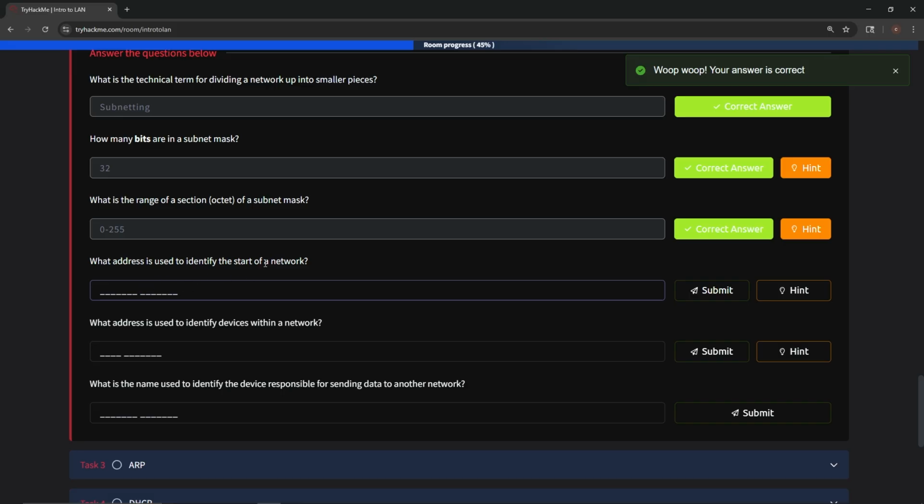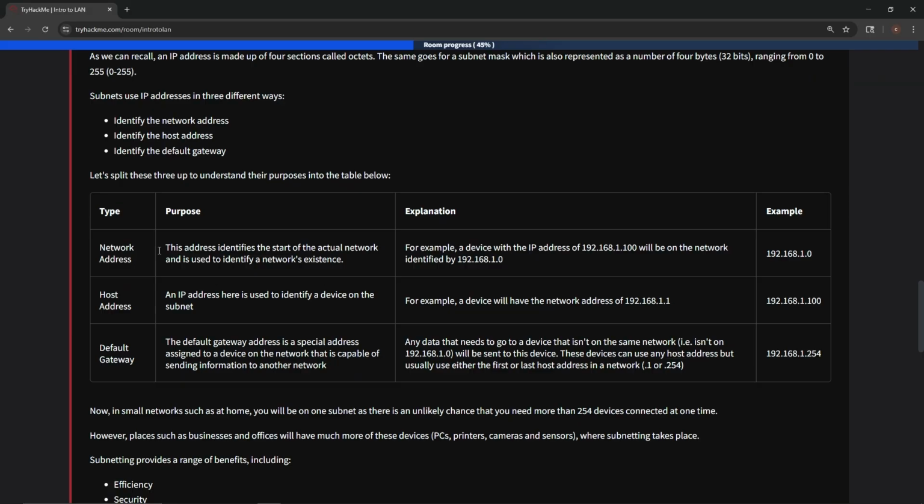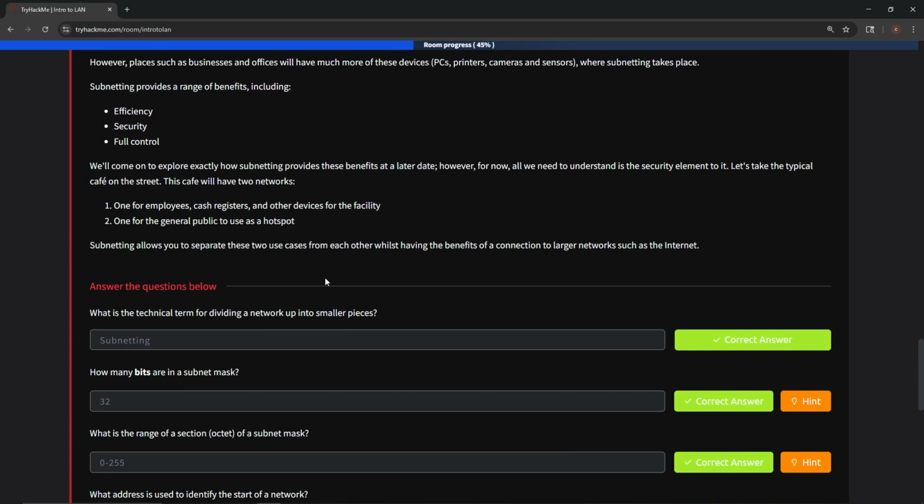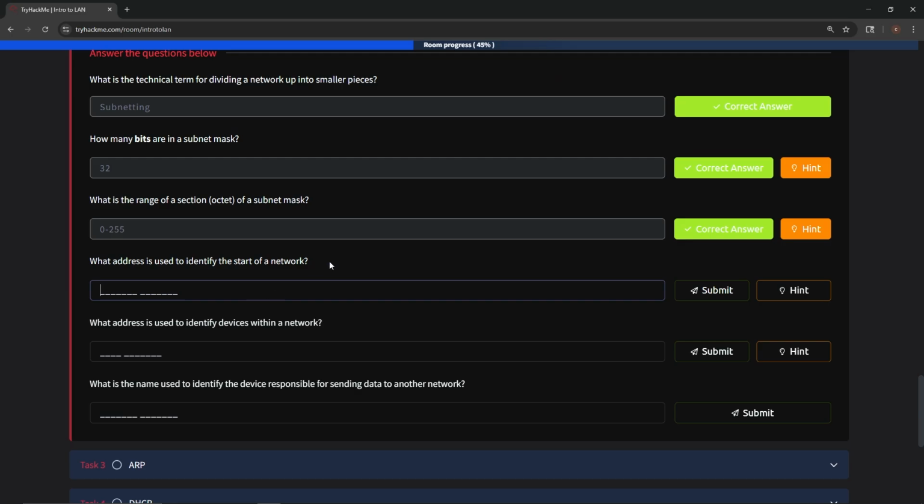Anyway, let's do this next one. What address is used to identify the start of a network? Network address. Let's remember all of these: network, host, default gateway, because it's going to be in order. Network address. All right, looks good.